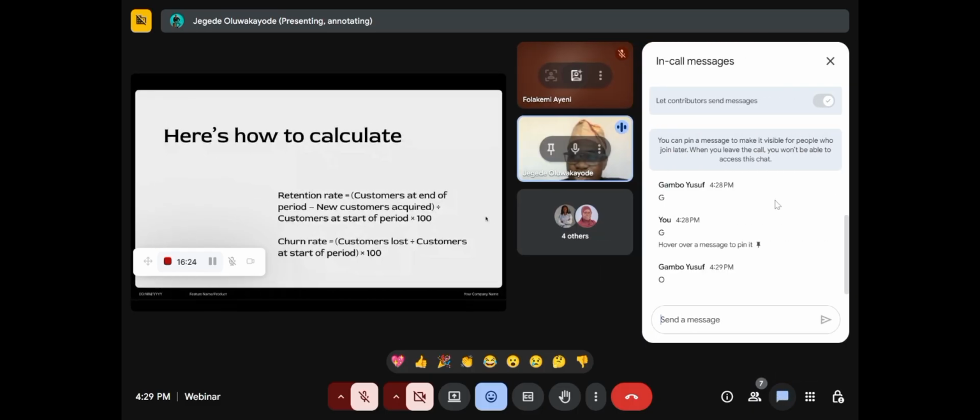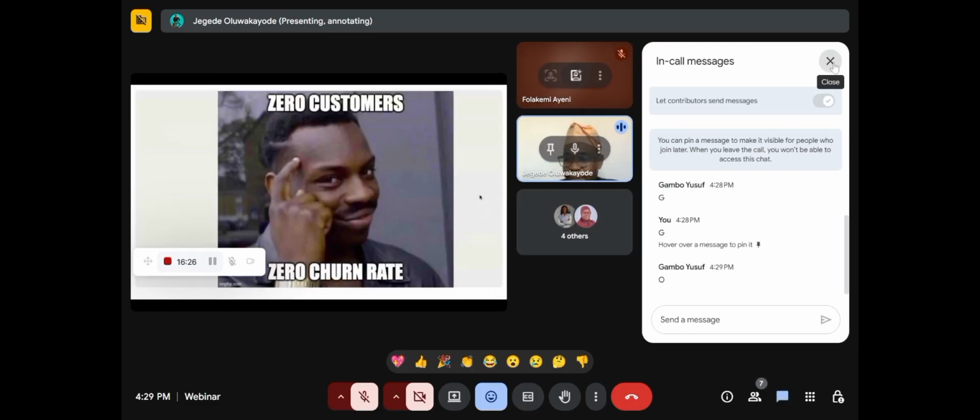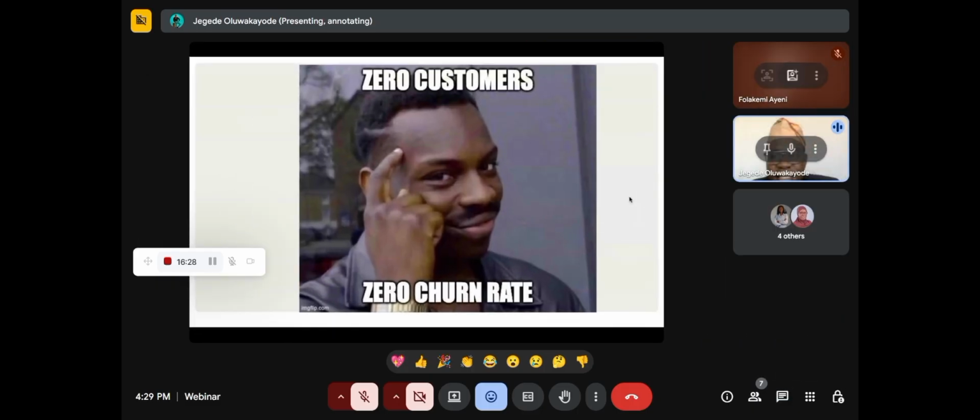Okay. So now that we totally get that, we're going to be going a little bit deeper. Now, the amazing thing is, if you want your churn rate to be zero, all you need to do is have zero customers. It's as simple as that, right? This is one of the memes that we used to taunt ourselves, to taunt people that imagine they will have zero churn rate. Zero churn rate is maybe not possible, right?